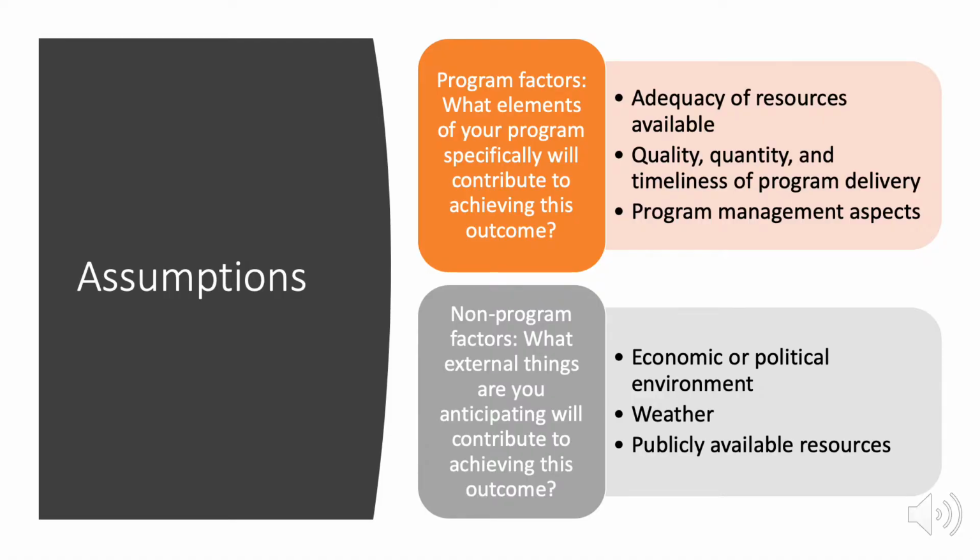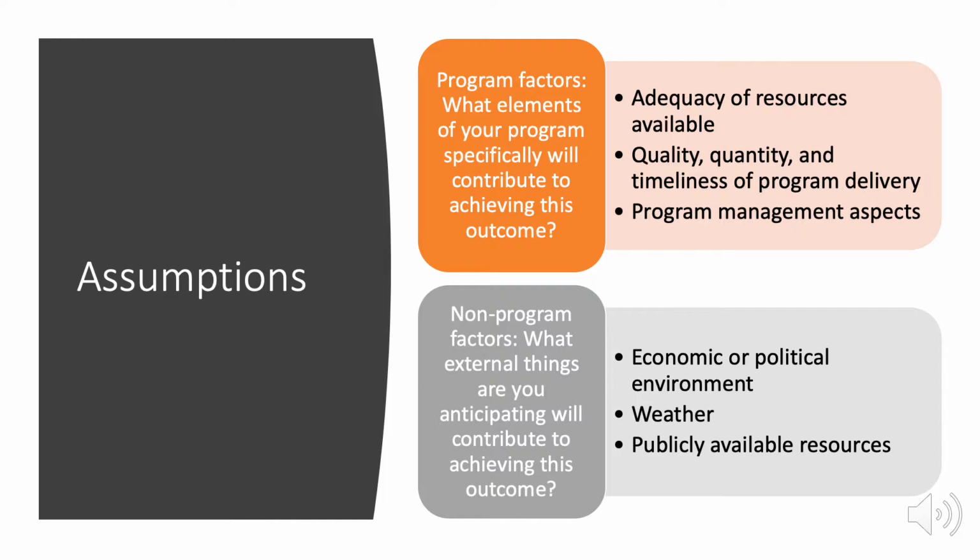So we categorize assumptions into the program factors and the non-program factors. For the program factors, the question is really what elements of your program specifically contribute to this outcome. So not what the overall program is doing, but how is it related to this outcome in your outcomes chain. And again, what you include here is going to vary depending on what the program is and what specific outcome you're speaking to. But it could involve adequacy of resources. It could involve quality, quantity, or timeliness of the program delivery. Other aspects of program management might be relevant.